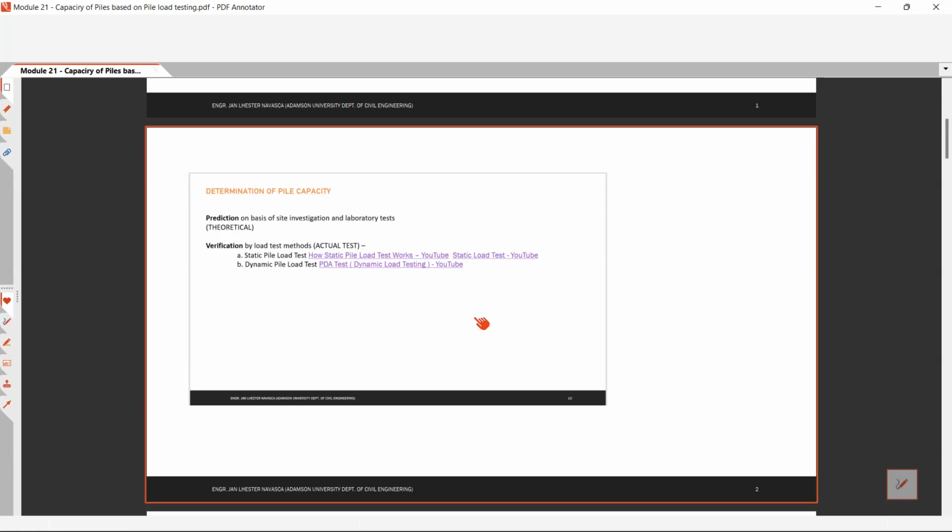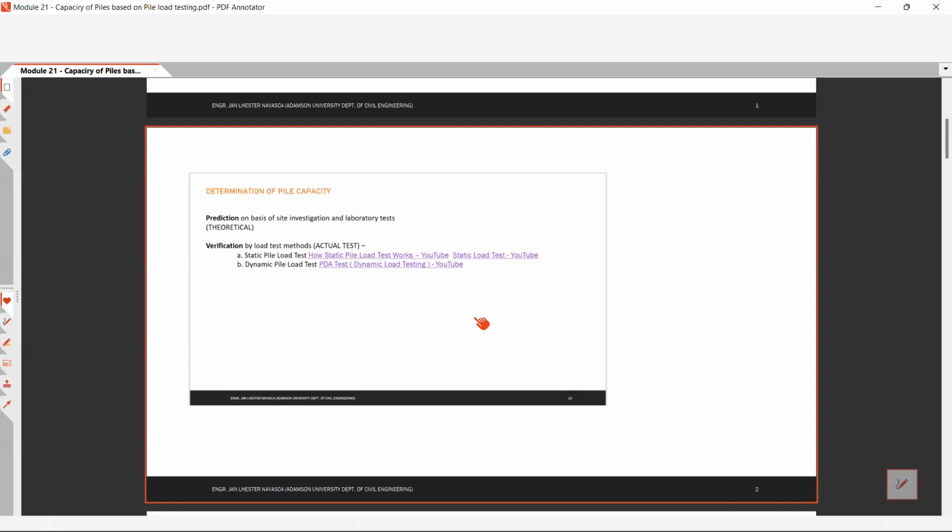Okay, number two, and ito yung pinaka ginagamit even pagdating sa site. Pagdating nyo sa construction or structural engineering or geotechnical engineering, ito yung by load testing method or yung actual testing. Yung una, yung static pile load test, and yung pangalawa is yung dynamic pile load test. So you can watch yung static pile load test using this link and yung dynamic pile load testing using this link.